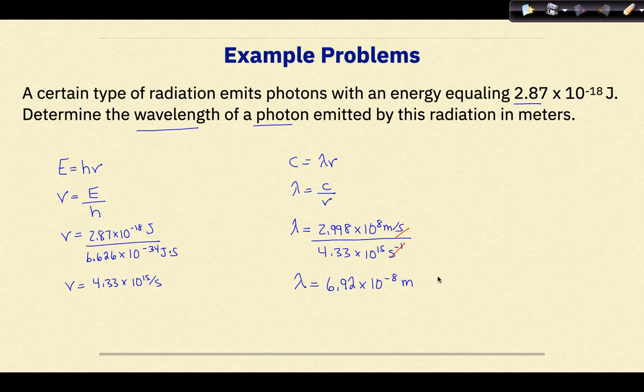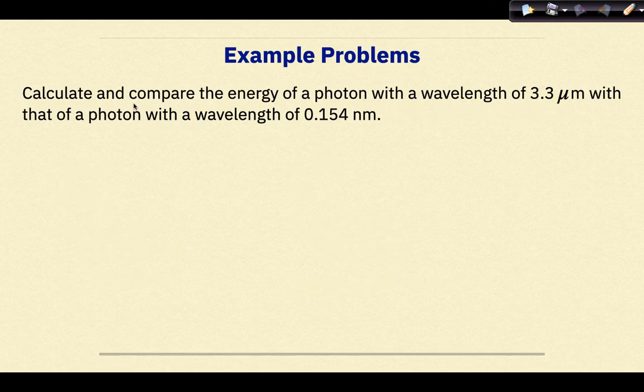Let's do yet another problem. Calculate and compare the energy of a photon with a wavelength of 3.3 micrometers with that of a photon with a wavelength of 0.154 nanometers. Okay, so in order to set this up, we're going to call this wavelength 1, and we're going to call this one over here wavelength 2. So I'm going to do all the work for wavelength 1 first, and then do all the work for wavelength 2, and then we're going to compare the two.